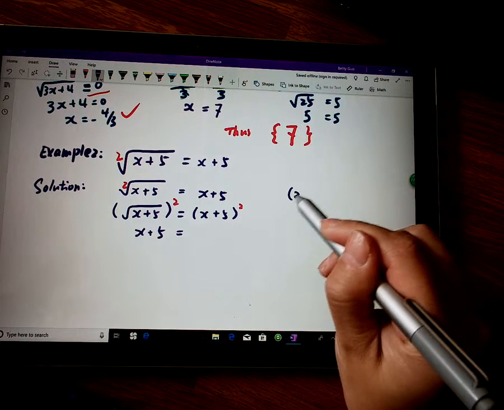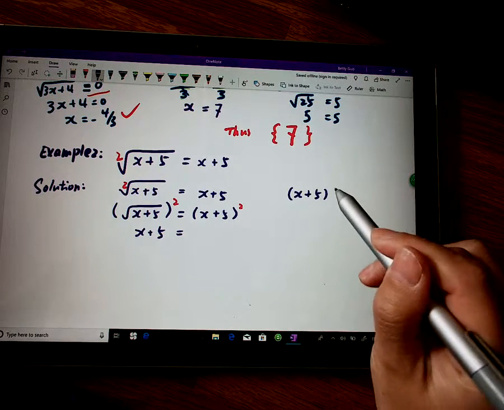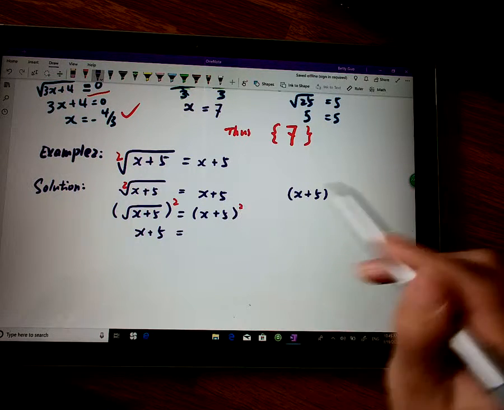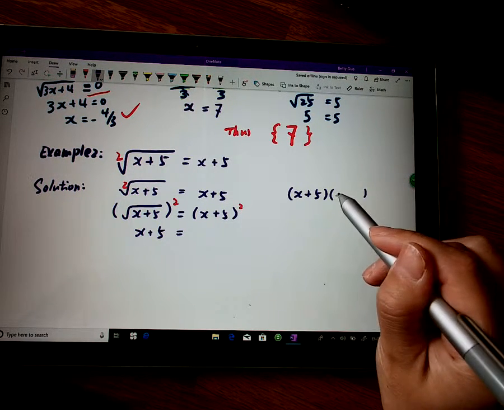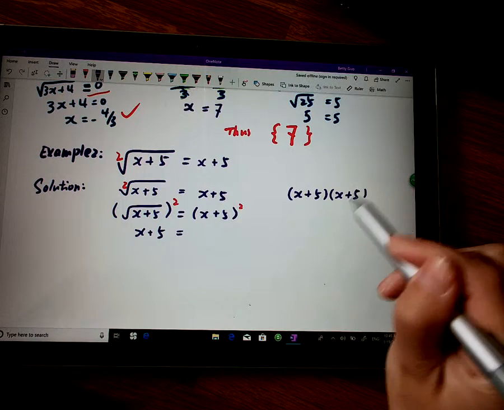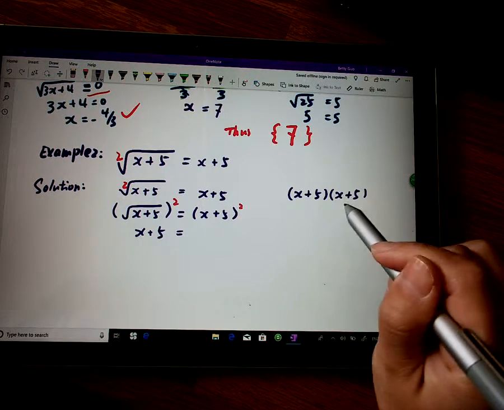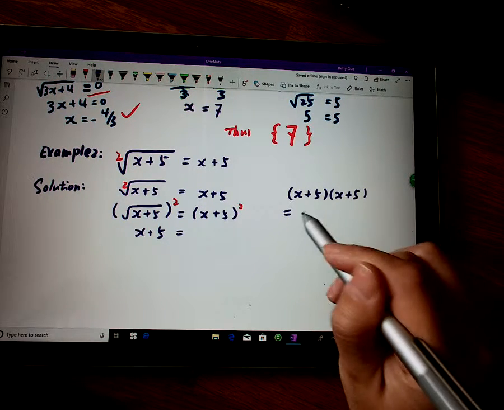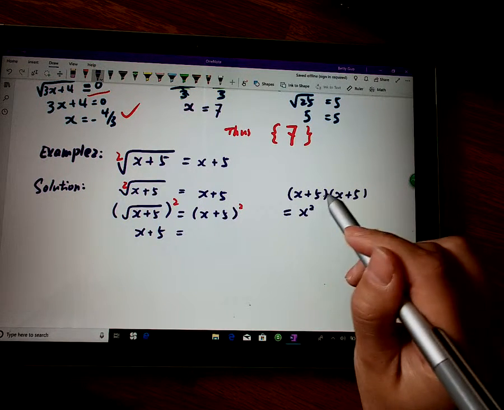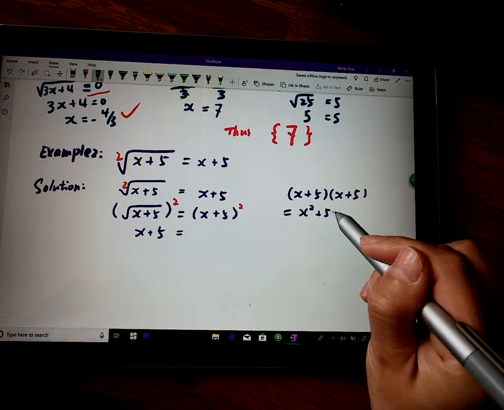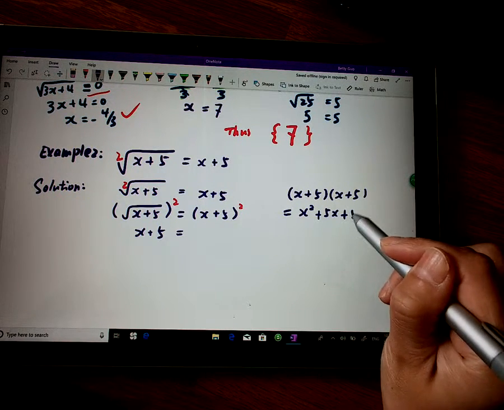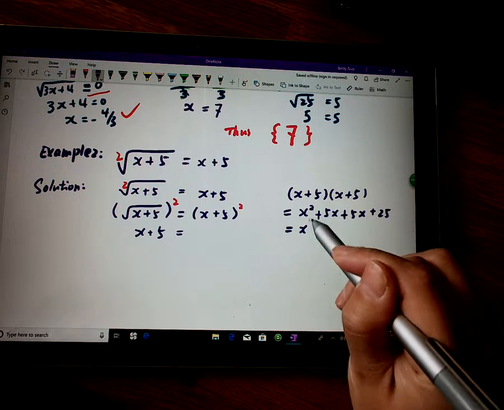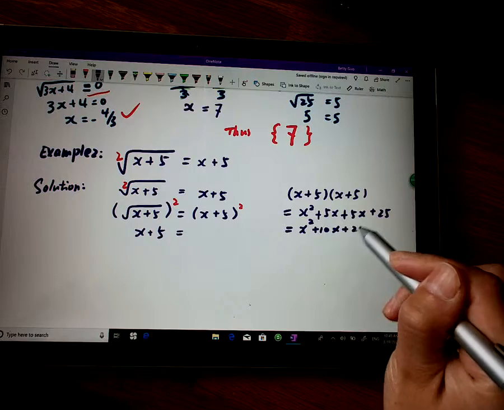You could either do FOIL. Exponentiation is repeated multiplication. You have a square here, which means you have a product. In the product, you're going to use x plus 5 twice in the multiplication. So I'm going to do this quickly. X times x is x squared. Outside 5x. Inside 5x. Last 25. So you would end up with x squared plus 10x plus 25.